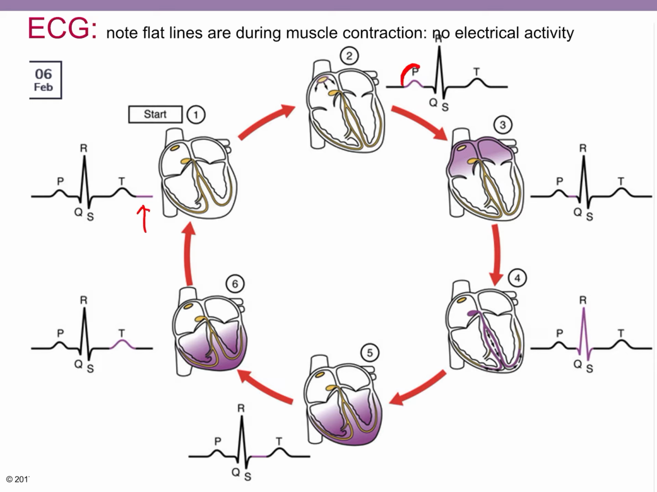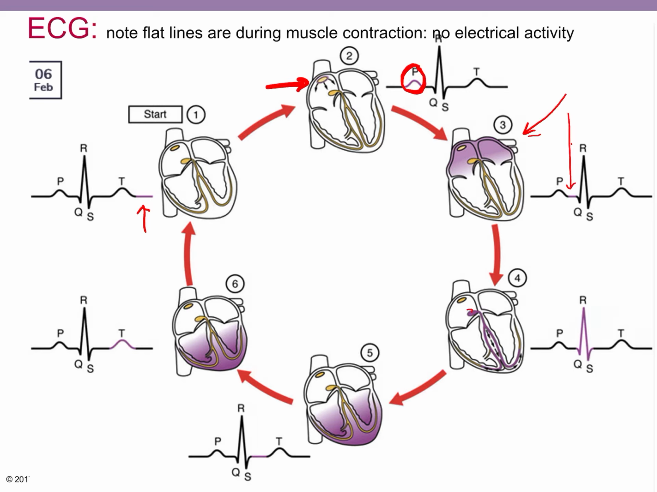And then our SA node is going to fire, and our SA node is going to show up as our P wave. Okay, so you can see that SA node is depolarizing. Then take a look at what happens at number 3. The atria are going to be contracting, and look at where our purple color is. It's very small, but we have a flat line because the electrical activity has already been sent, but the atria are reacting to it by contracting.